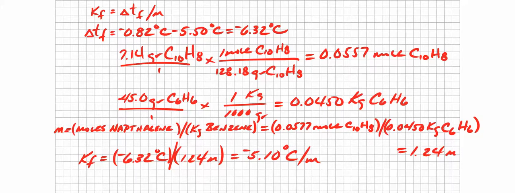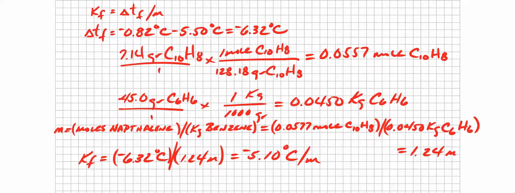So now it's time to start plugging in. Molality, remember, is moles of naphthalene divided by kilograms of benzene. And we get these numbers for those. We have 0.0557 moles divided by 0.450 kilograms. Moles of solute divided by kilograms of solvent. And that, by the way, is equal to 1.24 molal. So now we're going to plug into the K_F equation.